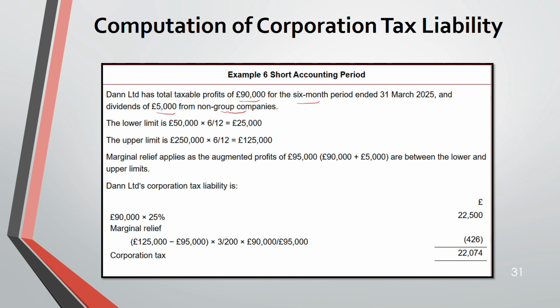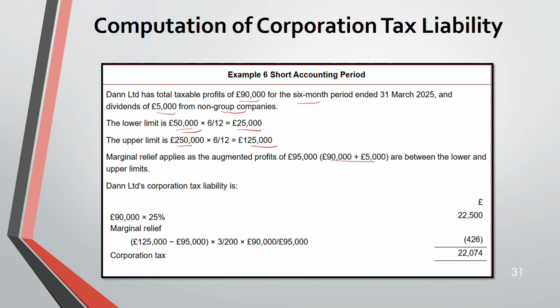First, upper and lower. What is the lower limit? 50,000. But 50,000 is annual, 12 months. Take it for 6 months, it will be half of 50, that is 25. Same for the upper limit, half of 250 is 125. Understanding? So what would be augmented profit? Do not scale down your TTP or dividends. They will remain 90 and 5. So it's 95.